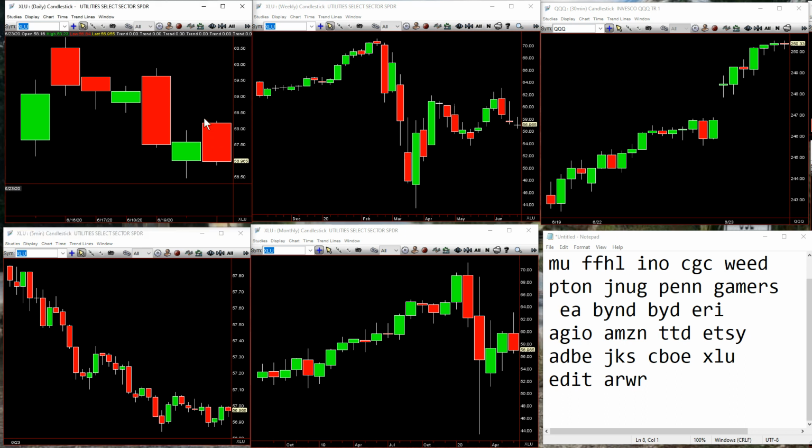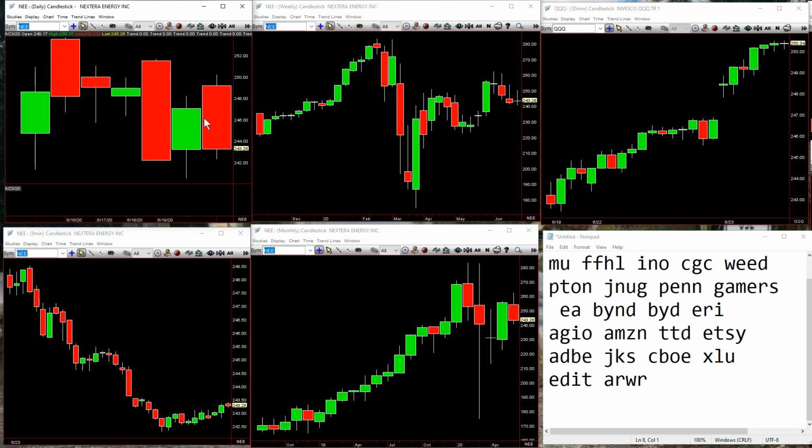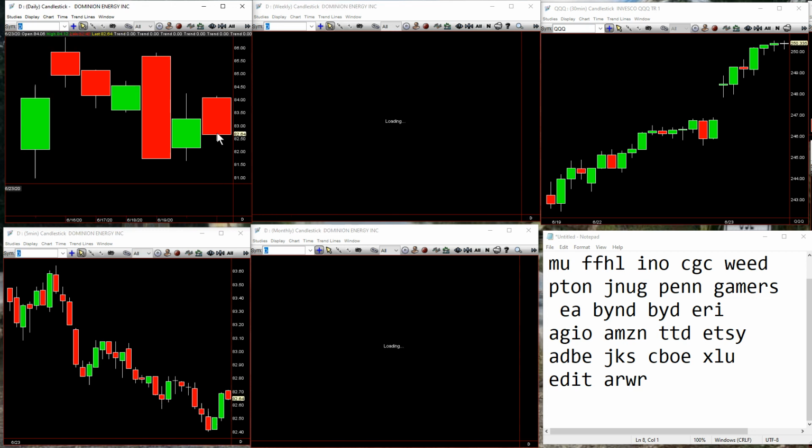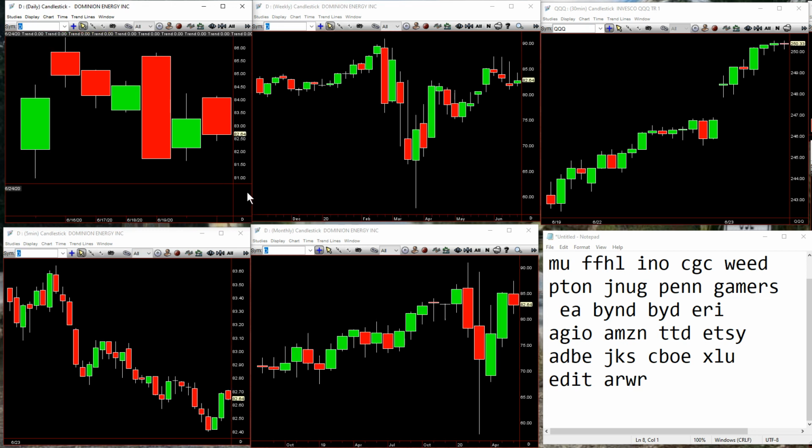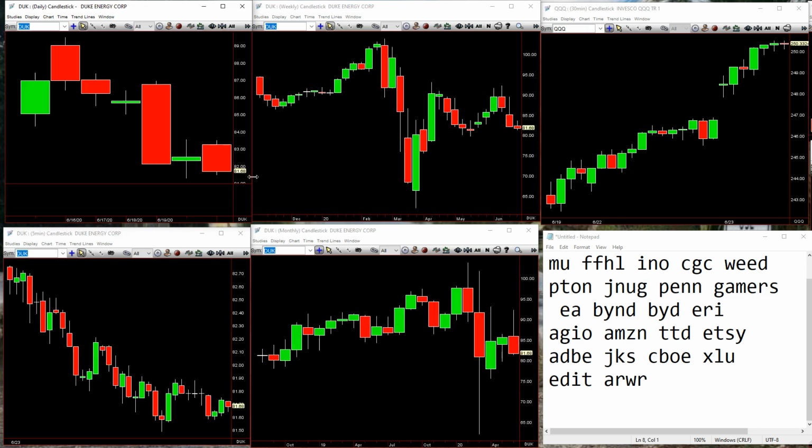So you can look at stuff like NEE, usual suspects, potential outside day. How about Dominion? Still inside day. How about Duke? Duke Power. Okay, and you can see here in the lower middle, inside month and then coming back through and changing red. That's bad. That's bad. So maybe get those outside months.